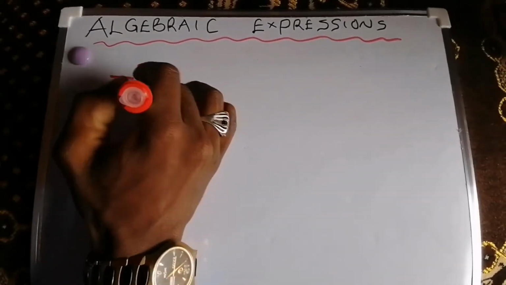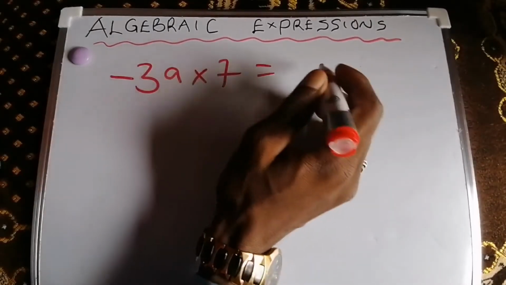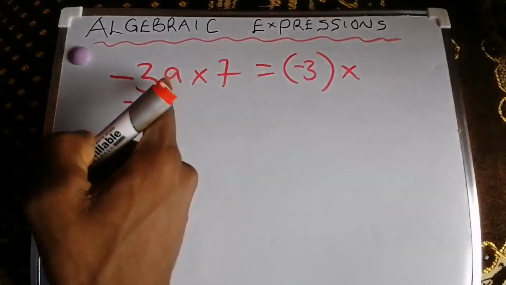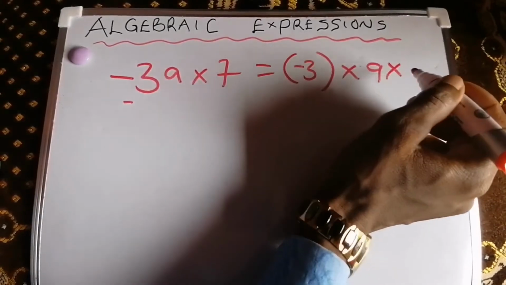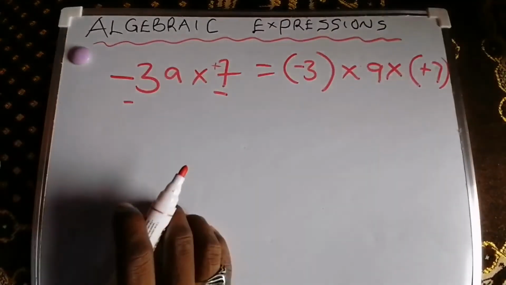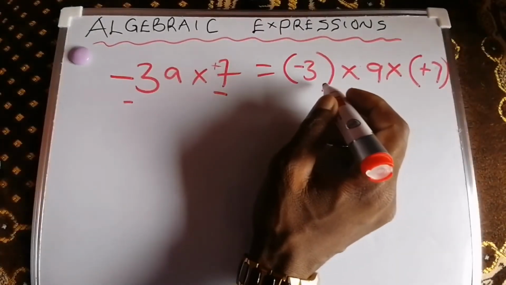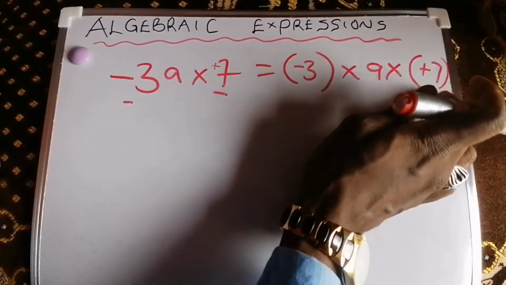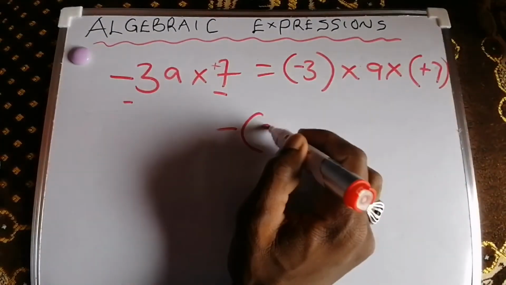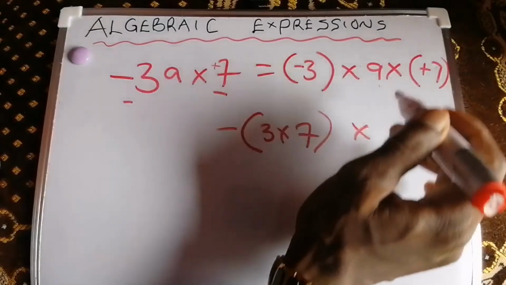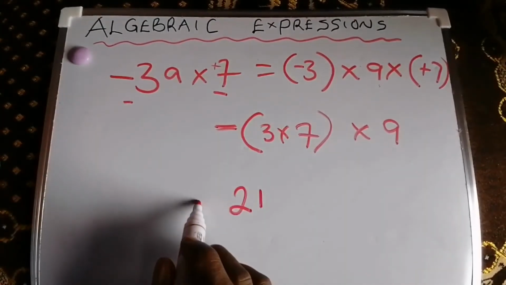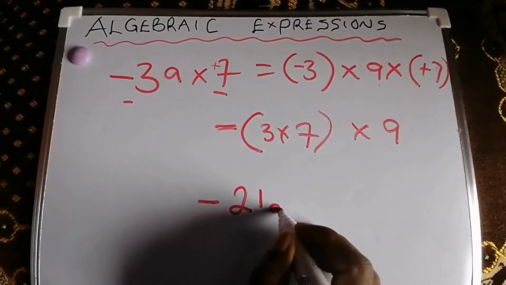Next we have minus 3 times 7, so equals to, we have minus 3 here, so we open a bracket, minus 3, we close a bracket, then times a, times, here is 7, so it's positive here, then times, we open a bracket, plus 7, we close it here, so minus 3 times a times plus 7, so here we go, minus times plus, we have minus, we open a bracket, 3 times 7, we close it, then times our a, so 3 times 7 equals to 21, here we have minus here, so we bring it down, then times a, we have minus 21a is our final answer.